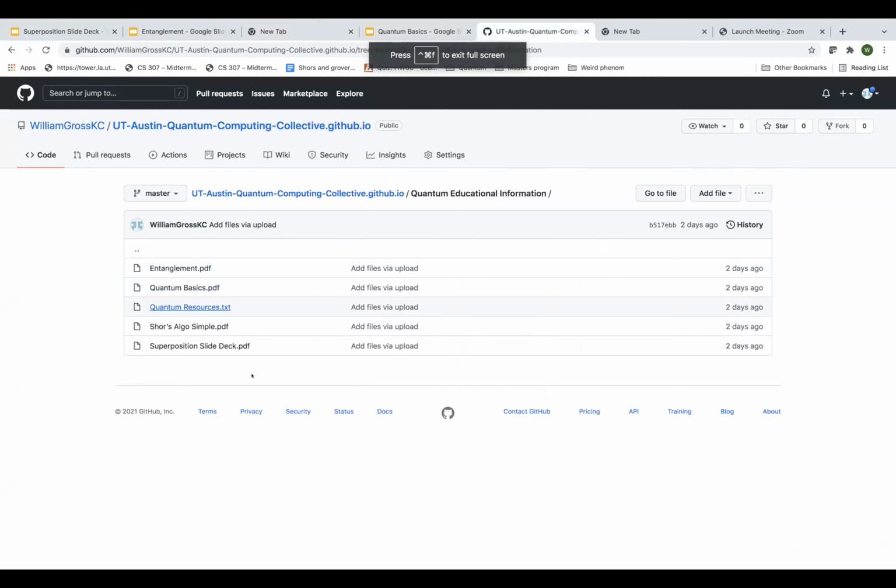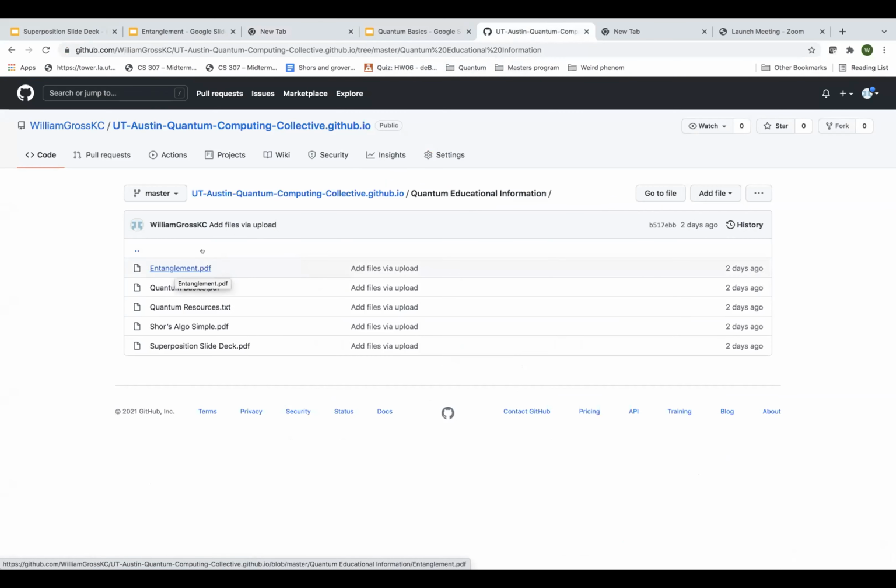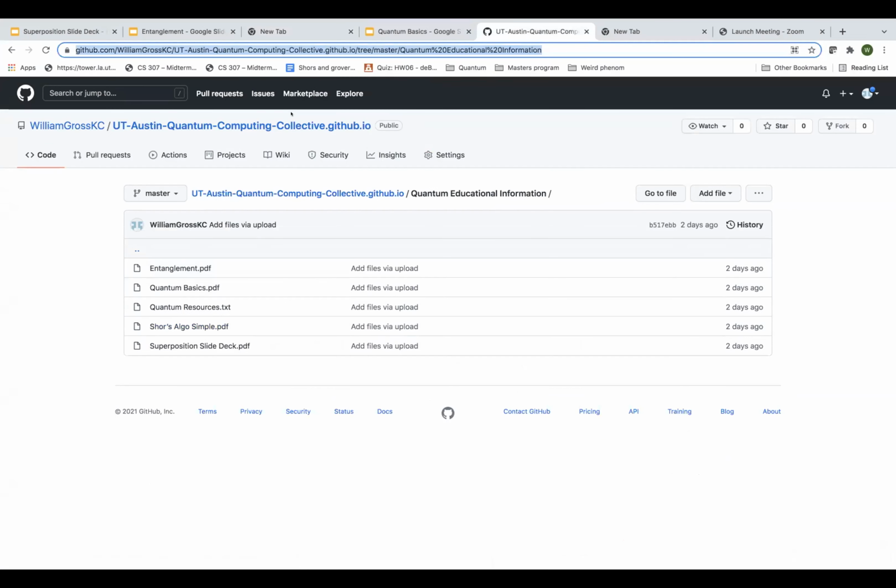Cool. This is our GitHub. And if you click right here, we have quantum educational information. I have all the PDFs on here, as well as two more.